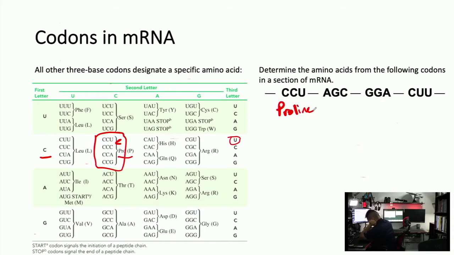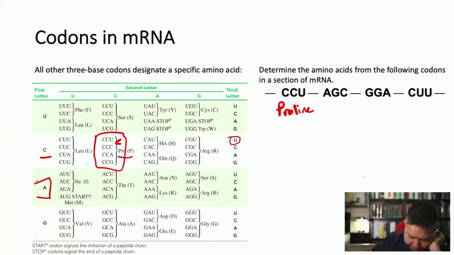Then we have AGC, A right here, and then G, and then again, all four of these are threonine.